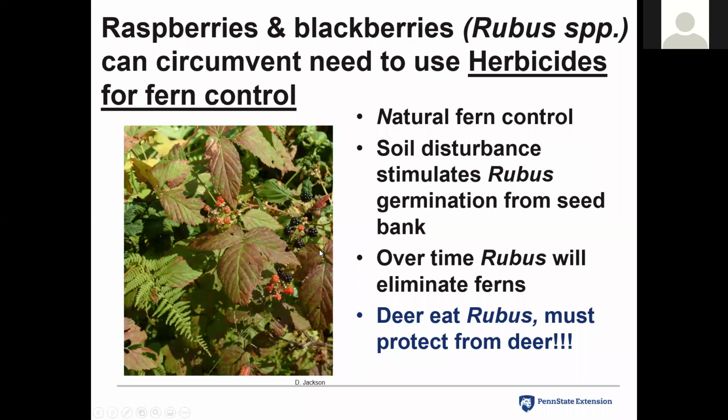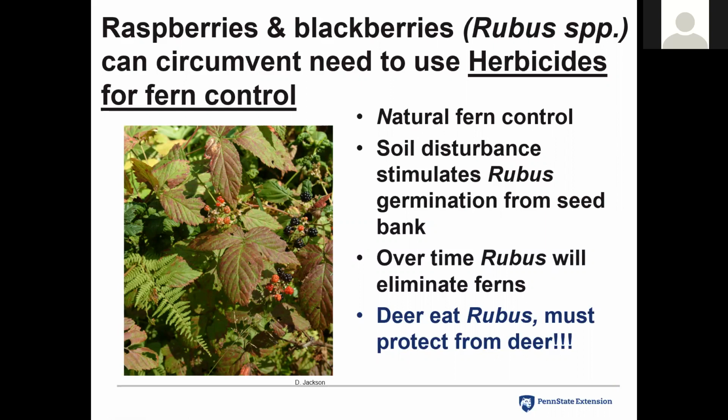So raspberries and blackberries can circumvent the need to use herbicides for fern control. They found that if blackberry, Rubus briars can get up through fern, they can actually crowd out fern and ultimately act as this natural fern control. The soil disturbance is what stimulates Rubus, or raspberry and blackberry briars, to germinate from the seed bank that's in the soil. And over time, that Rubus has been found that it can eliminate ferns.